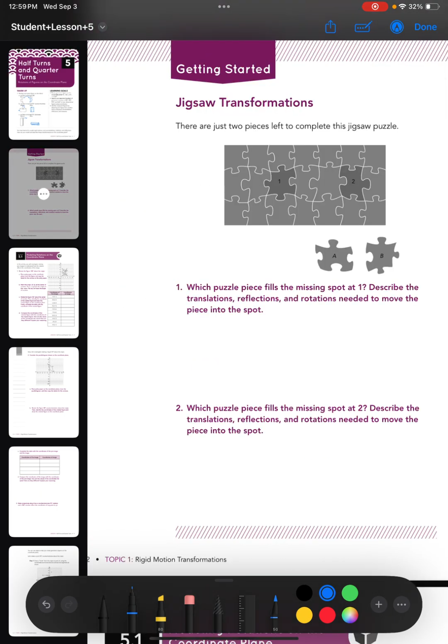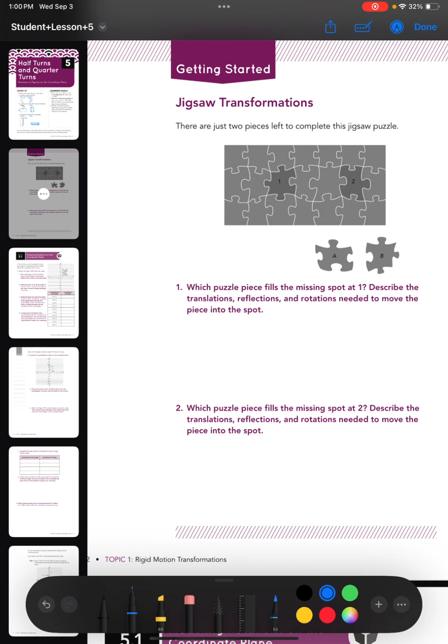All right, so getting started here, I'll just let you try this on your own. All we're looking at here is which puzzle pieces can fill those missing spots. It's just getting you to recognize that you can take a puzzle piece, in this case, and rotate it around different directions to get it to fit into one of those spots. Anytime you've made a puzzle, you've done this before. You've taken a piece and sat there and spun it until you found one that would fit into that missing hole.